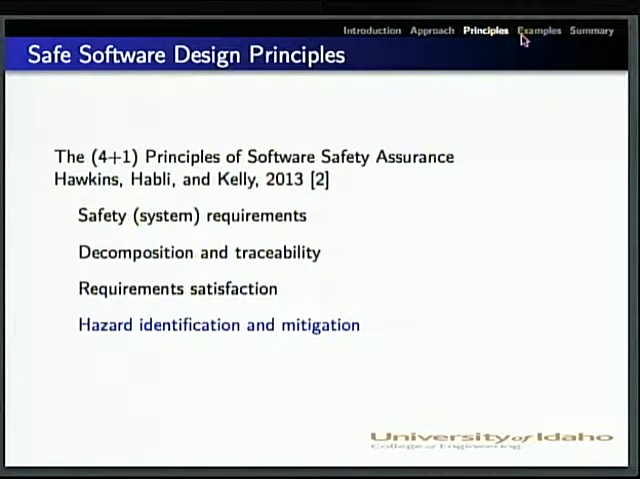The fourth one is what is called hazard identification and mitigation. And this is a process that you need to conduct in order to develop safe systems and also secure systems. If you substitute the word hazard with vulnerability, then you could apply the same thing to secure systems. You could say vulnerability identification and mitigation, which is one of the processes that we use in order to develop secure systems.